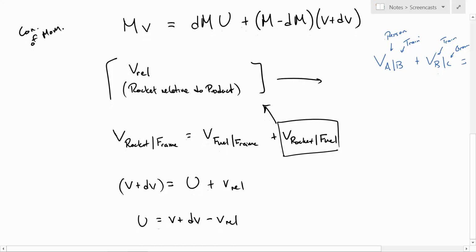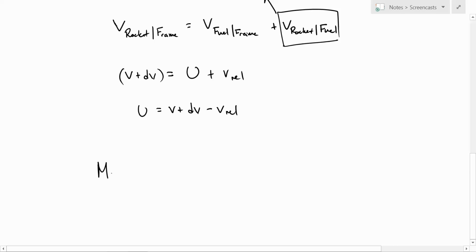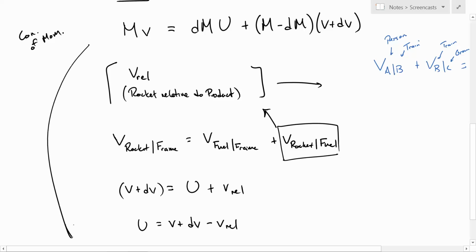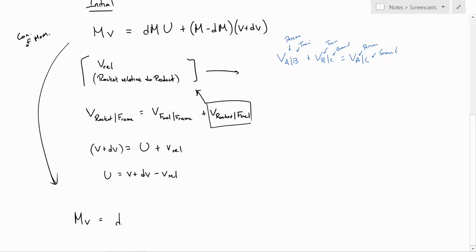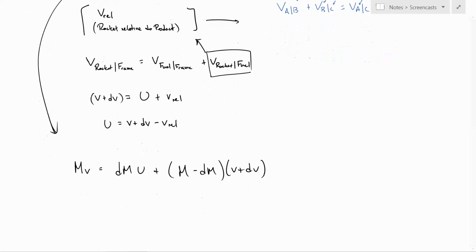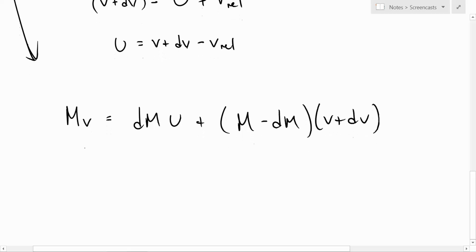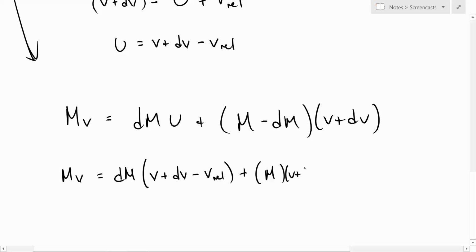So what does that get us? If we go back up to our equation now, we have mv equals dm u plus (m minus dm)(v plus dv). You may notice at this point I changed a sign relative to the book because they make dm negative for some reason that doesn't really make me happy. Although I may come to remember why they do it. So mv is equal to dm times (v plus dv minus v rel) plus (m minus dm)(v plus dv). So we're just going to distribute this onto that, which I realize is not the most descriptive of things.